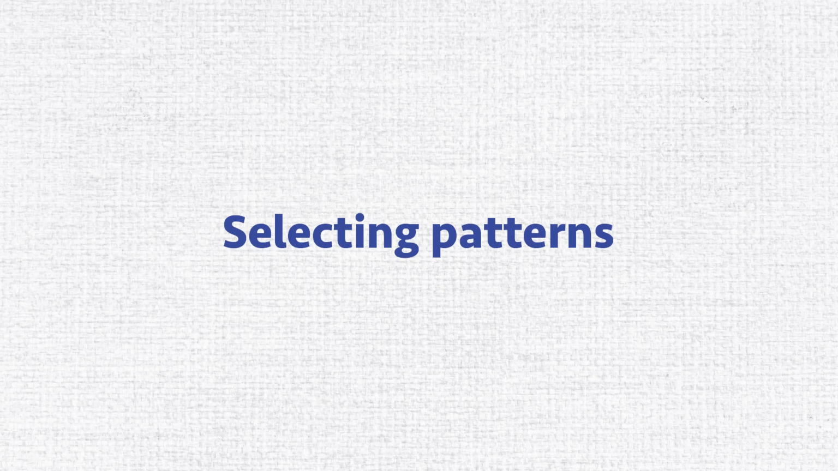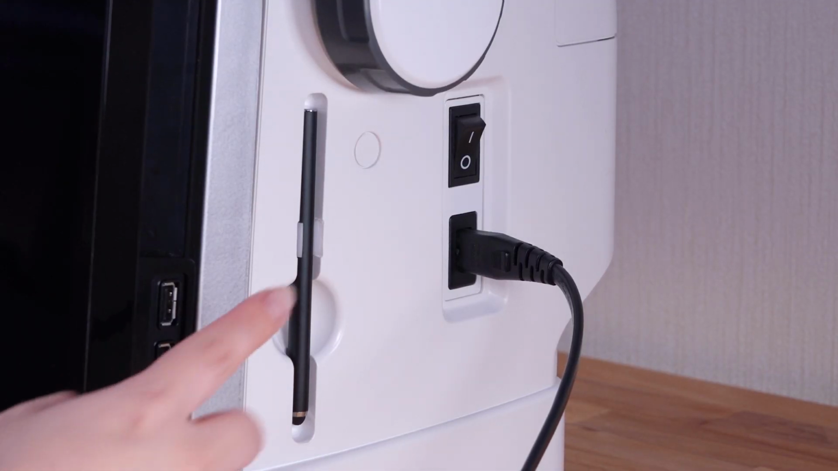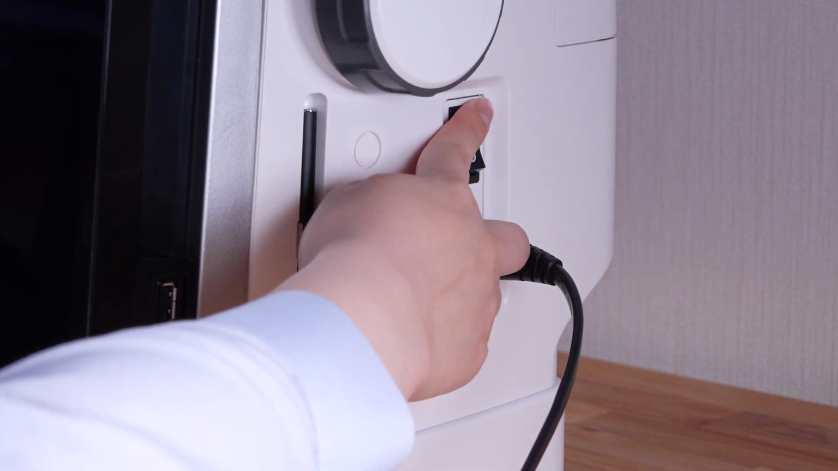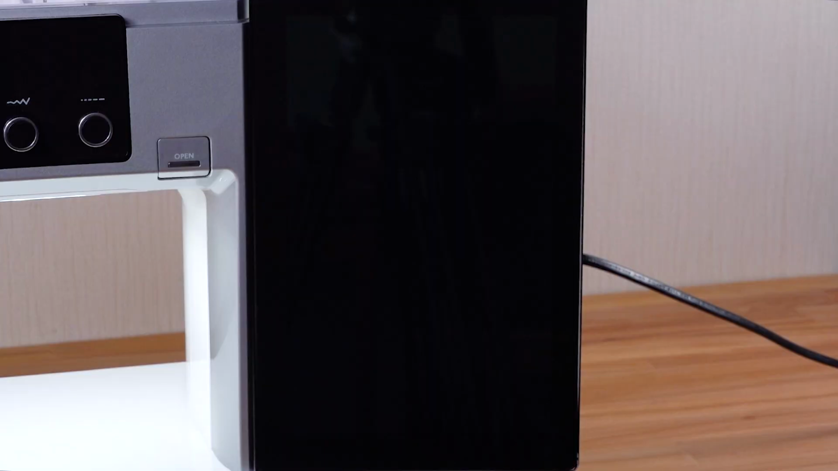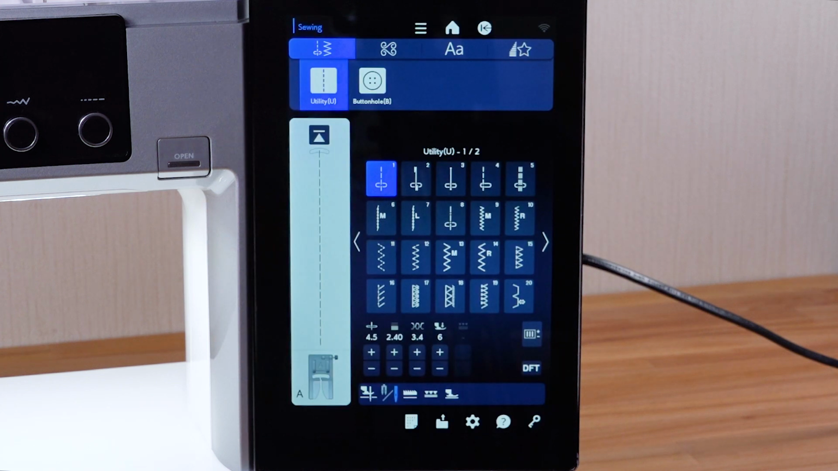Selecting patterns. Turn the power switch on. It may take a while until the machine is ready. The right touch screen will show straight stitch of the utilities stitches.